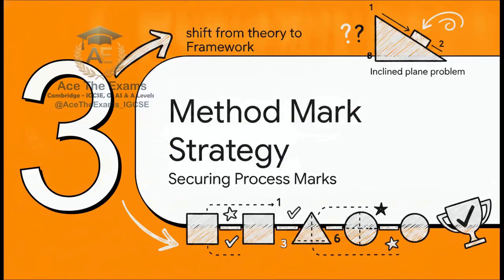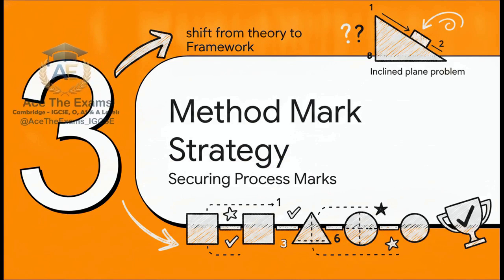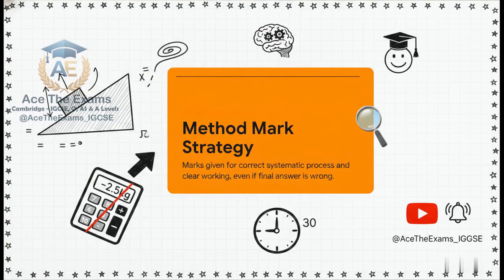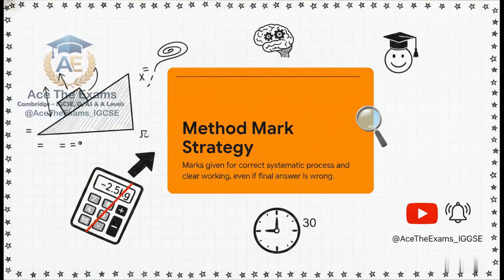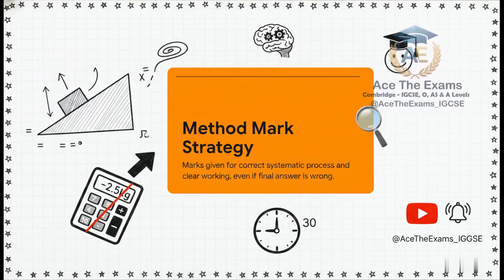All right, so the crucial point is we need to shift from theory to the strict procedural framework that will actually get you the grade. Welcome to Section 3, the method mark strategy. Securing your process marks is hands down the single most important skill you can develop for the 9709 paper. The method mark strategy is essentially a defensive exam tactic.